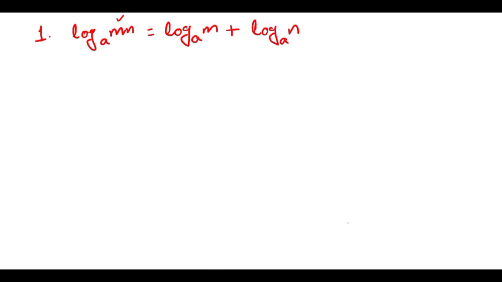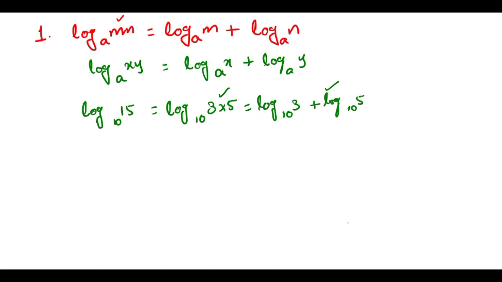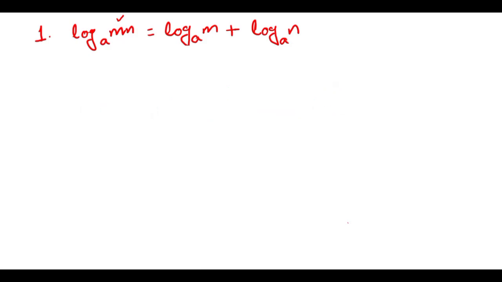Or we write log xy base a as log x base a plus log y base a. Suppose you have log 15 base 10, how to write this? This log 15 we write as log 3 into 5 base 10. Then you write log 3 base 10 plus log 5 base 10. But why should we write like this? What is the logic in this? We will discuss that, that is the proof. These are the properties of logarithms, also called the laws of logarithms.